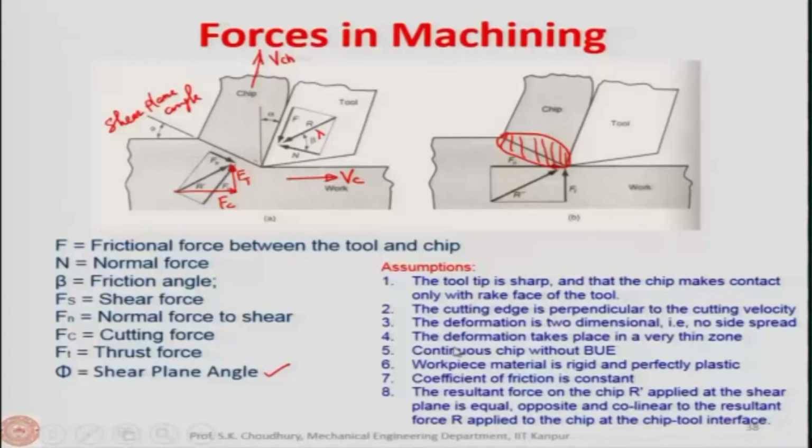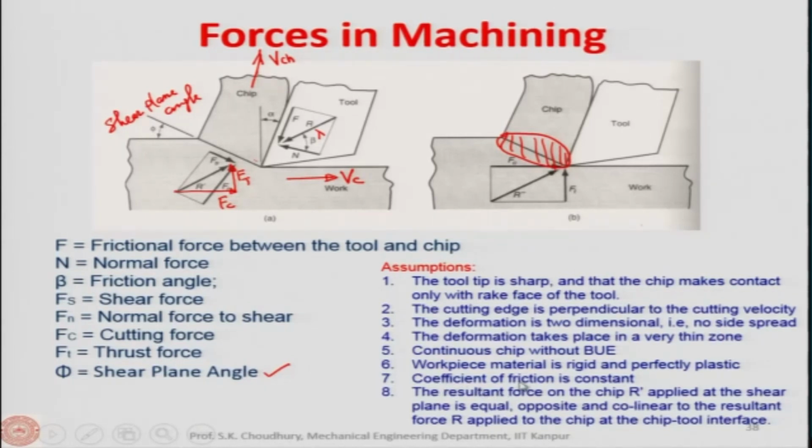Now, the next assumption is the continuous chip without the built up edge. It cannot have the built up edge, because in that case this analysis will not be valid, it cannot be analyzed. Workpiece material is rigid and perfectly plastic. If the workpiece material is not rigid, then we cannot assume that the R and R prime are equal, opposite and collinear. If it is homogeneous and if it is rigid and perfectly plastic, then only it can move along a constant VCH when the R and R prime are equal, opposite and collinear. So, this is another assumption.